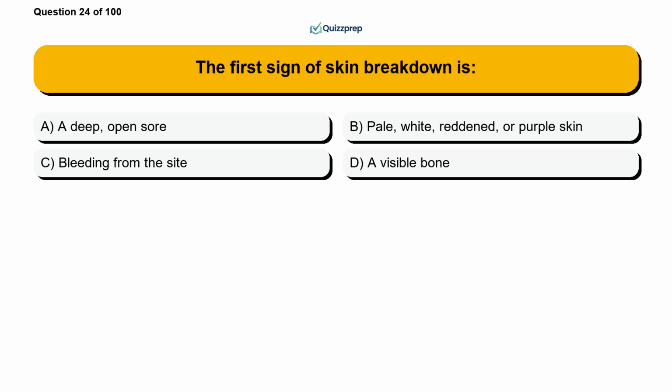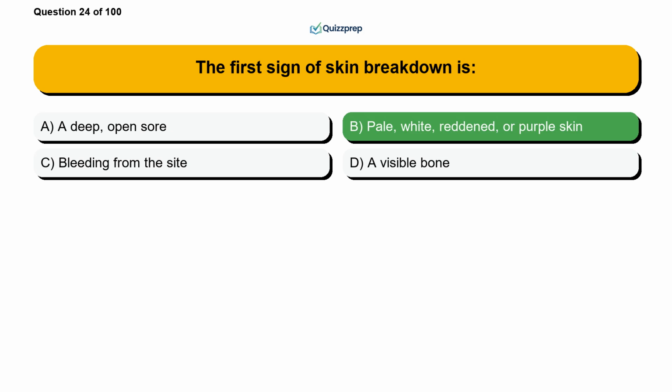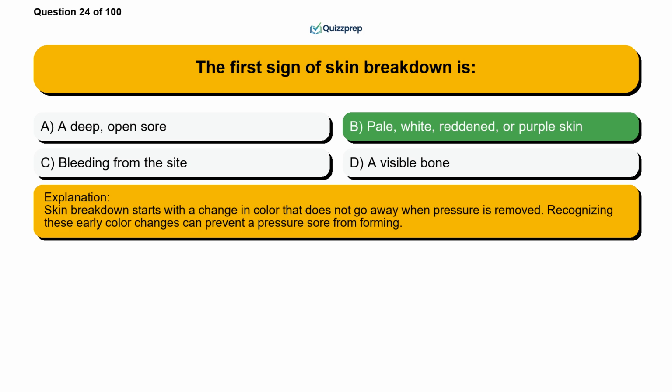Question 24. The first sign of skin breakdown is: option A, a deep, open sore; option B, pale, white, reddened, or purple skin; option C, bleeding from the site; option D, a visible bone. The correct answer is option B, pale, white, reddened, or purple skin. Skin breakdown starts with a change in color that does not go away when pressure is removed. Recognizing these early color changes can prevent a pressure sore from forming.